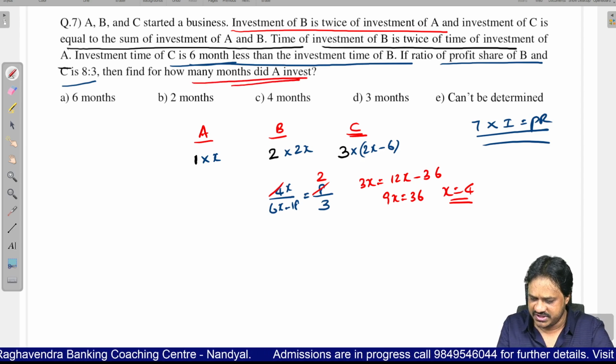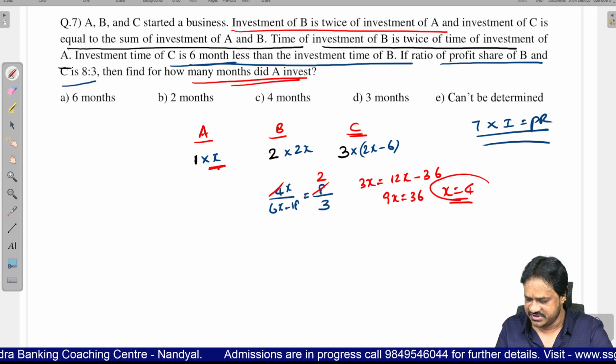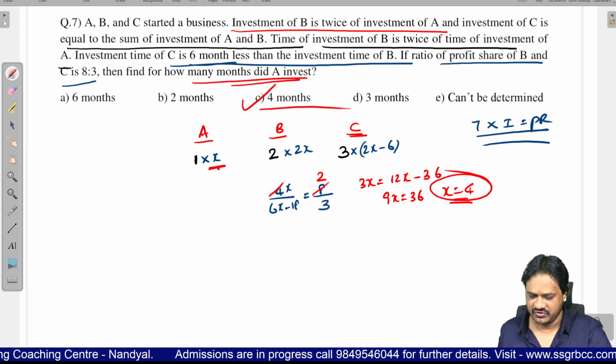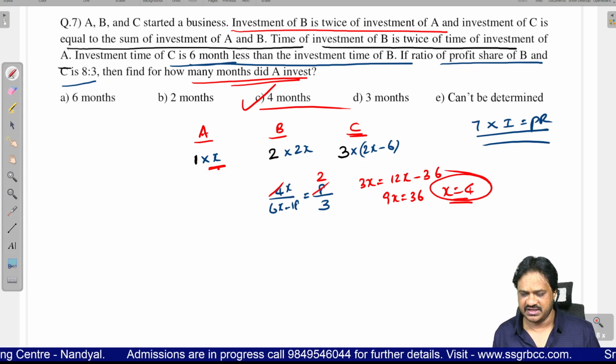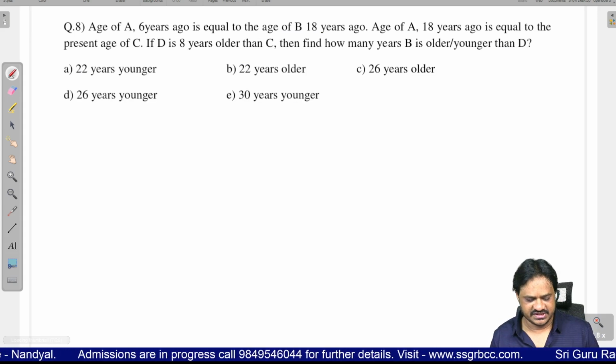So, how many months did A invest? A invested for X months. X months, that is nothing but 4 months. Option 3 is the correct answer. Let us see question number 8.